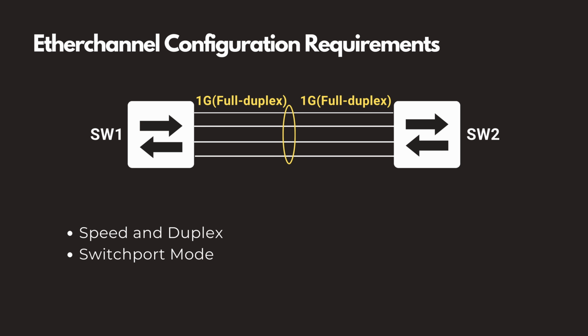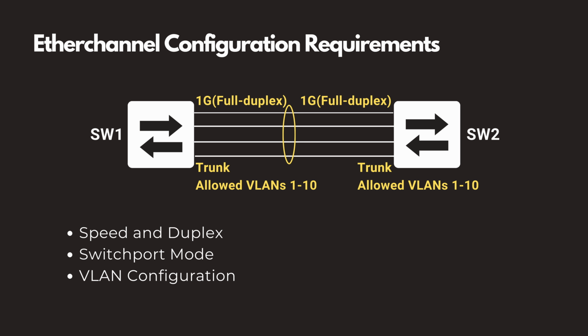Switch port mode: switch ports must be configured consistently as either all access or trunk ports. VLAN configuration: for trunks, all ports must have the same native and allowed VLAN ranges. For access ports, you need to ensure that they are in the same VLAN.